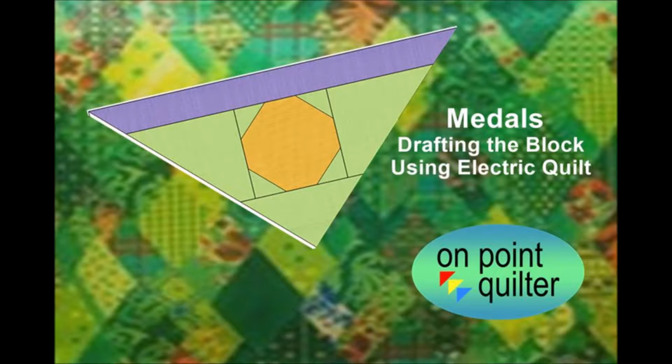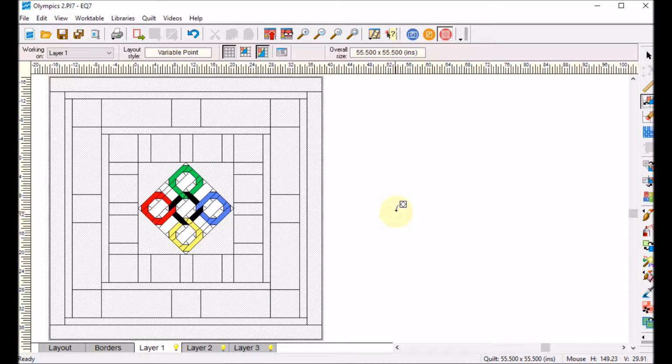In today's video, I'll be sharing with you some tricks to drafting a triangle block in Electric Quilt. Okay, we are now ready to add block number 2 to the Summer Games quilt. And you can see in front of you, I've got block number 1 set.